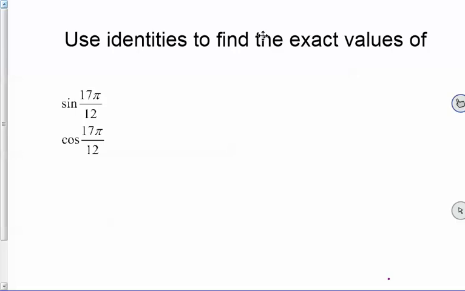So what you have to do is think about what identity am I going to use? Well, I'm going to probably use the addition one, and I've got to think of what two things I could add up to make 17 pi over 12. And you want to think of the ones that we know, like pi over 3, 2 pi over 3, pi over 6, all those.